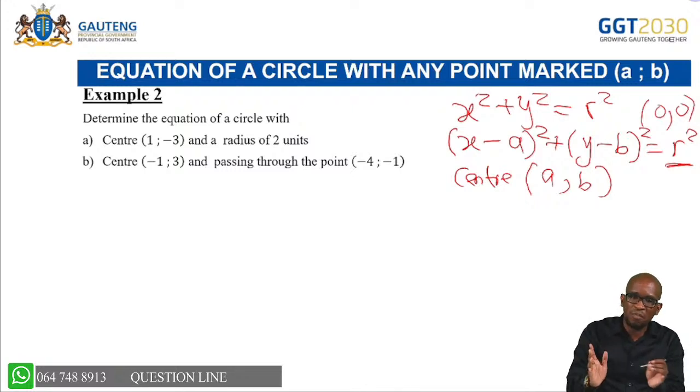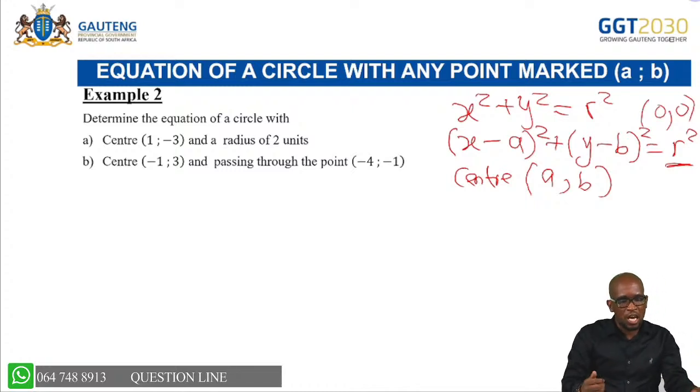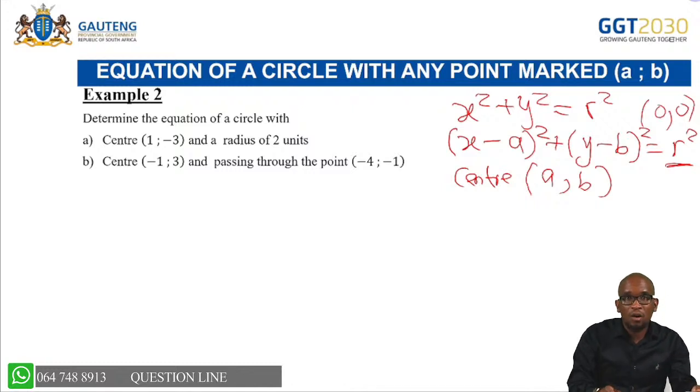That is the transformation that we have applied to obtain a new equation of a circle. Now we're going to use that particular equation to respond to example 2. In example 2, we are asked to determine the equation of a circle with a center (1; -3) and a radius of 2 units.